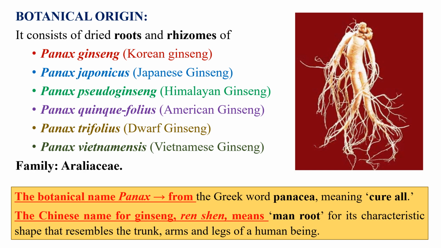The botanical name Panax came from the Greek word panacea, which means the cure-all, because it is used to cure all ailments in traditional Chinese medicine. Also, the Chinese name for ginseng is Renshen, which means man root. This name comes from its shape, because it resembles the body of a human. It has a trunk, arms, neck, and also legs, and so came the name man root.